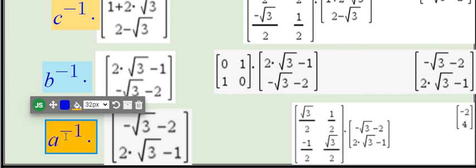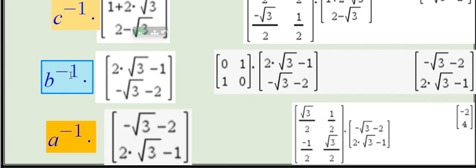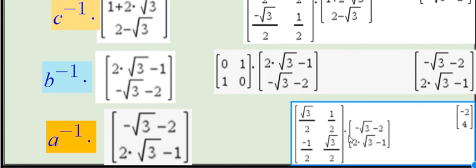Finally, when we do the inverse of A to the output from the inverse of B, we actually end up at the point negative 2, 4.